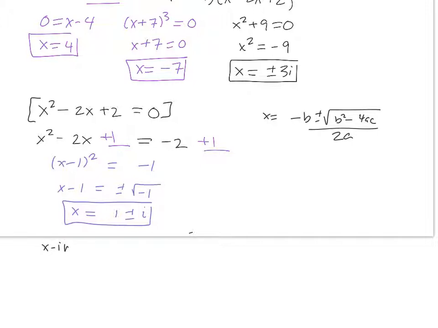Which ones are x-intercepts? All the ones that are not imaginary. Does that make sense? So there are x-intercepts at x equals 4 and x equals, what else? -7. I think that's it, right? There are no other ones that are x-intercepts?